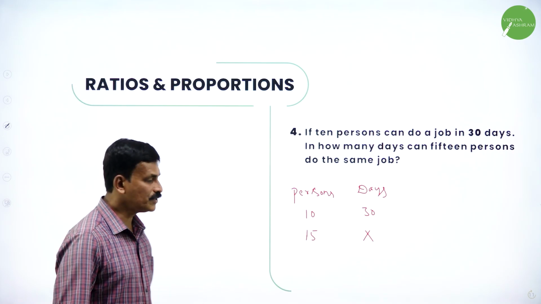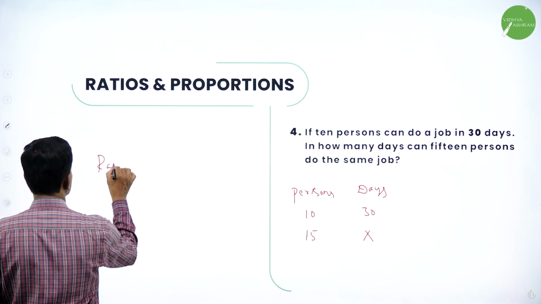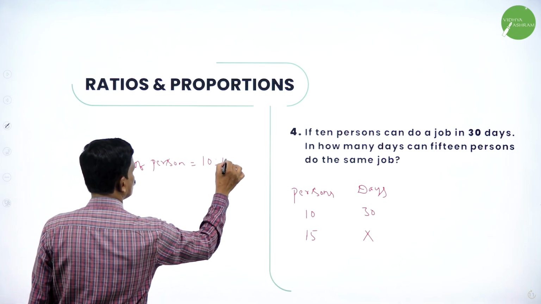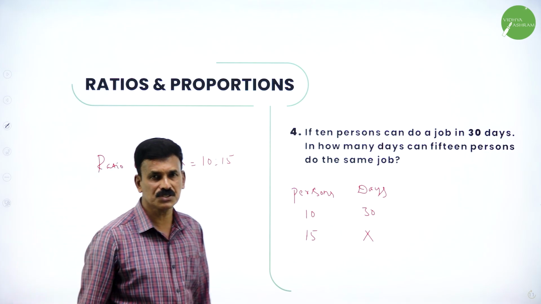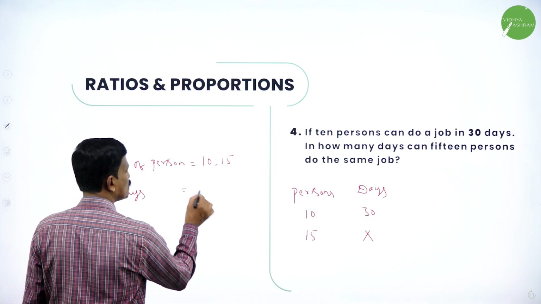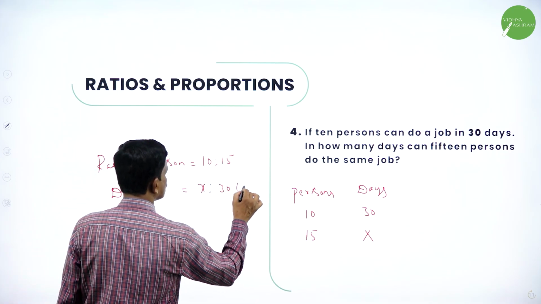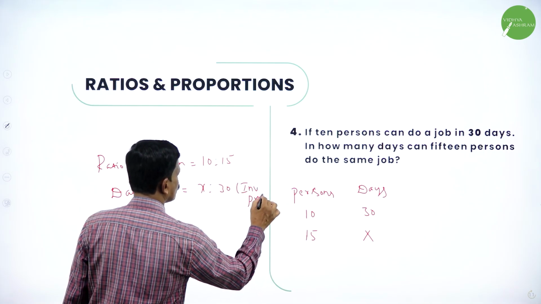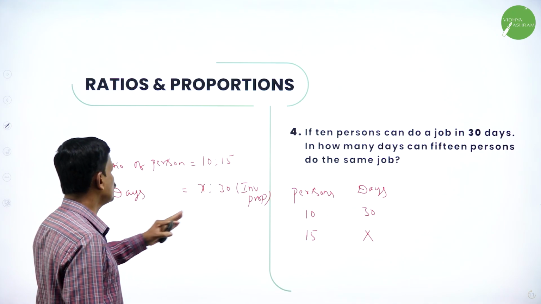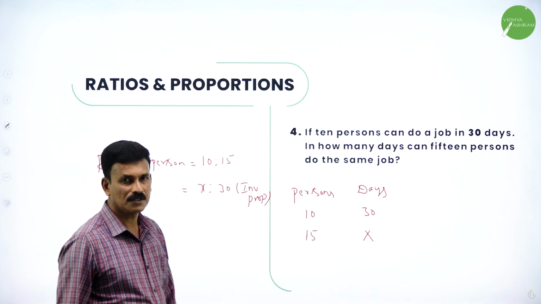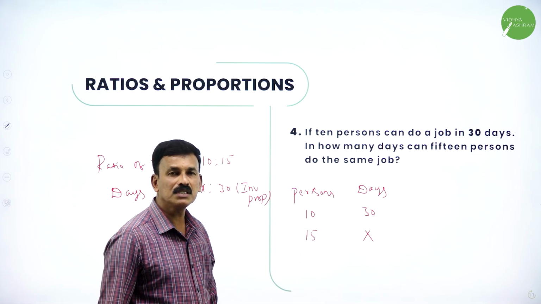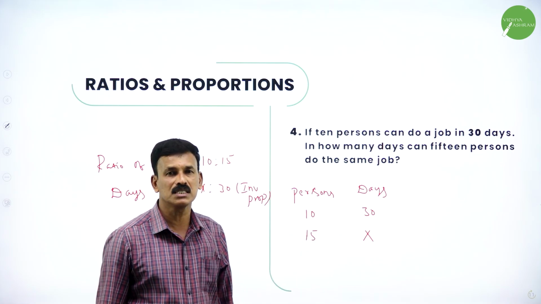Write down the ratios of persons. Ratio of persons is 10 is to 15. Ratio of days is x is to 30, inversely proportional. The ratio of persons is 10 is to 15 and the ratio of days is inversely proportional, x is to 30, right? So more men will do the job in fewer days. Therefore this is inversely proportional.